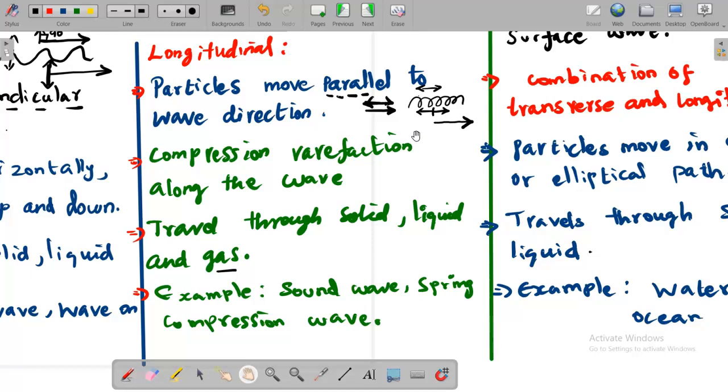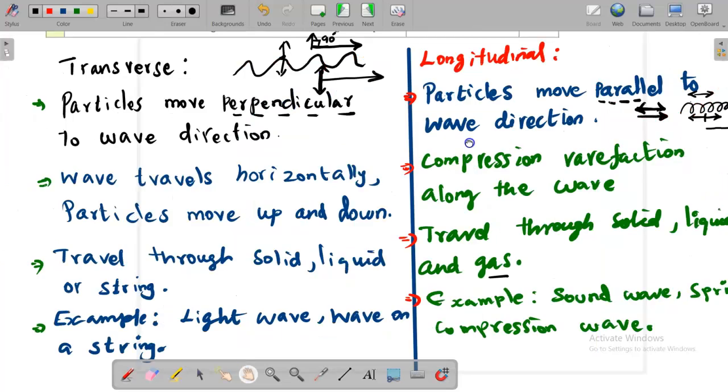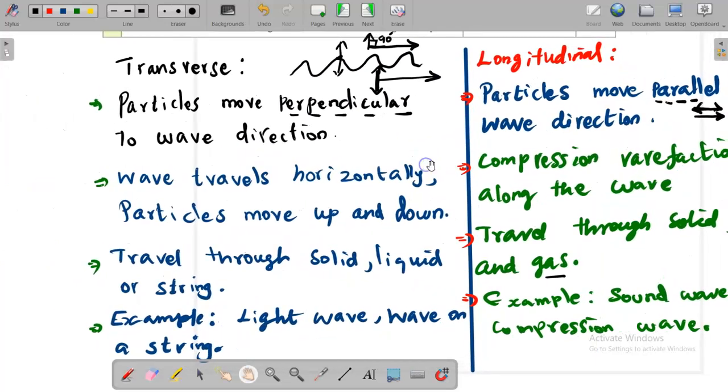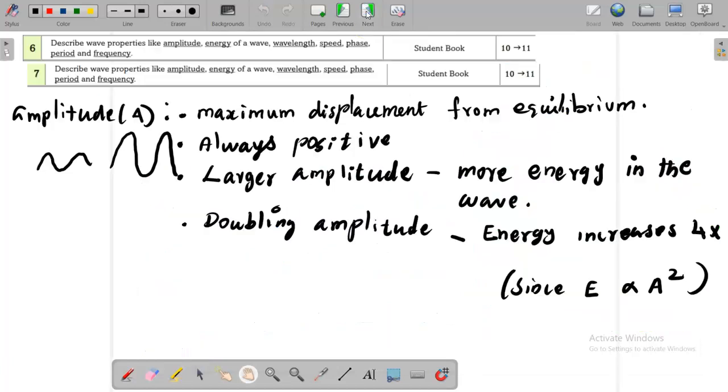Longitudinal. Transverse wave. Question number 6 and 7. Describe wave properties like amplitude, energy of a wave, wavelength, speed, phase, period and frequency. We can discuss them one by one.